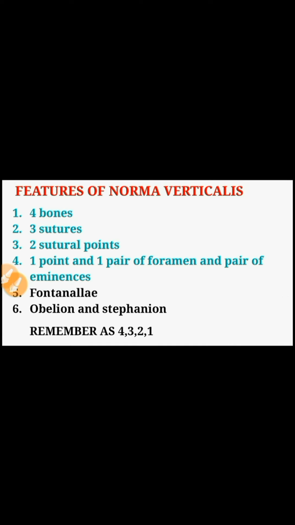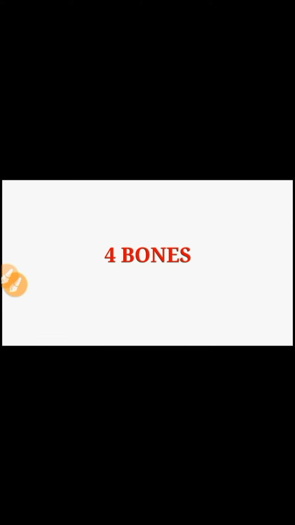So what are the features you are going to appreciate in norma verticalis? You will see 4 bones, 3 sutures, 2 sutural points, 1 highest point, that is the vertex, and 1 pair of parietal foramina, a pair of parietal eminences, and you will also see fontanellae, obelion and stephanion. So remember the principal features of norma verticalis are 4, 3, 2, 1 in descending order: 4 bones, 3 sutures, 2 points and 1 pair of foramina and eminences.